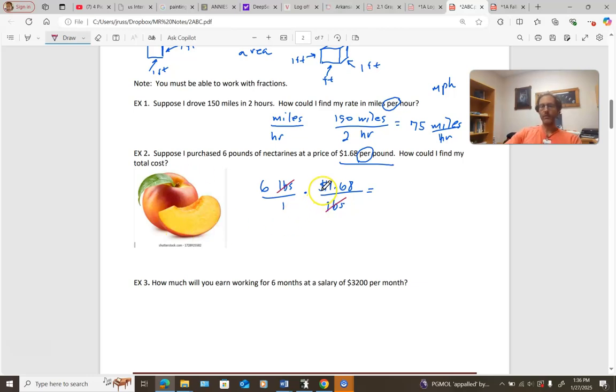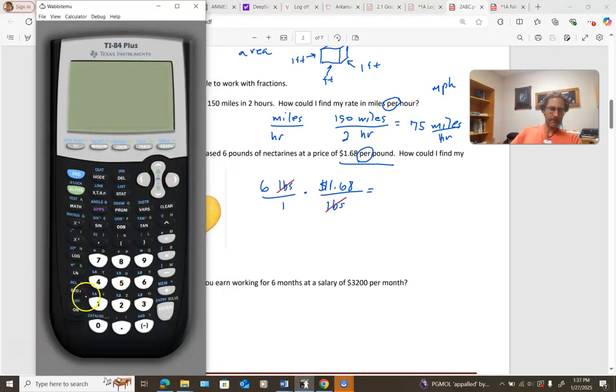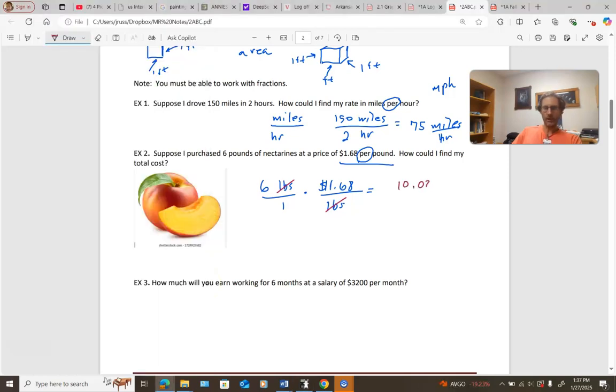And so what do we have left? Well, now we're left with just multiplying 6 times $1.68. And notice the only unit that we're going to have left over is dollars. It's a measure of money. Let me get the calculator. So 6 times $1.68, and we're going to get 10.08. This is going to be in dollars though.